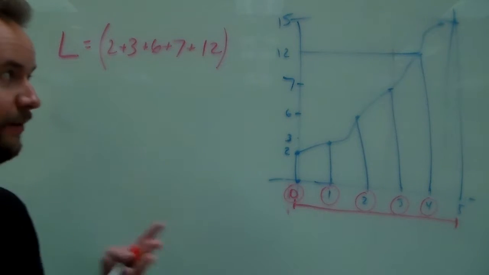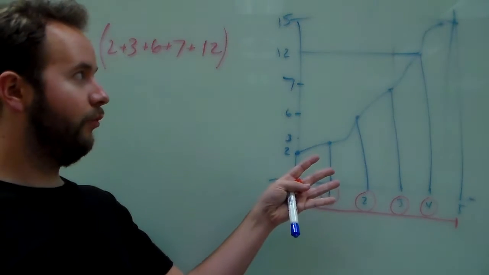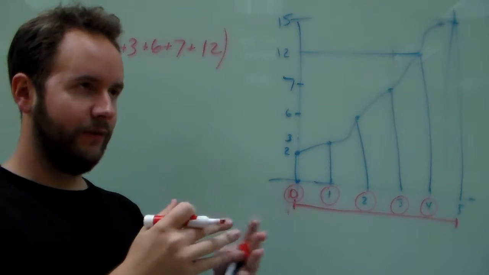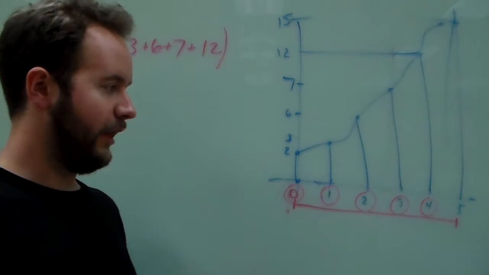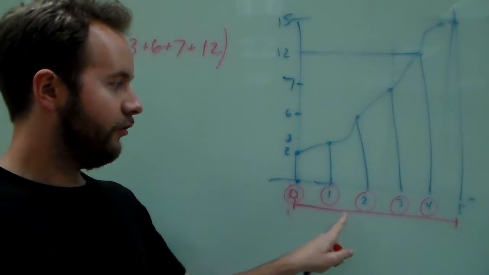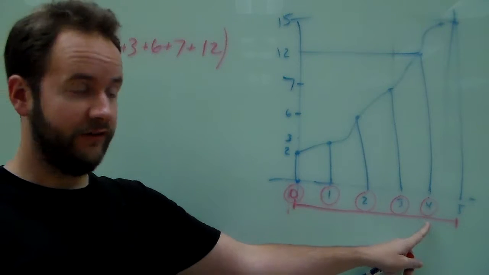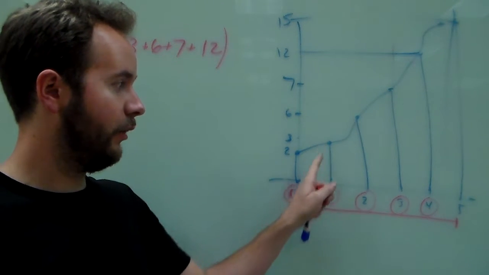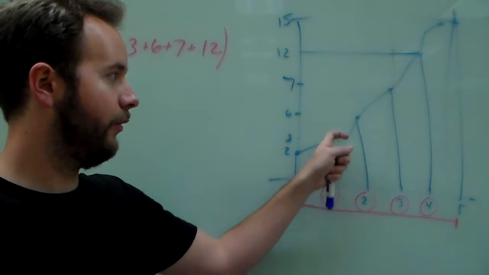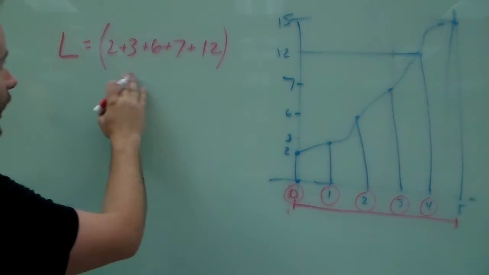Step 4, we're kind of skipping steps 1, 2, and 3. In step 1, we actually didn't find delta x. We're skipping a few steps here, but we'll manage. We've gone ahead and circled the corresponding x values. That's our step 3. Step 4 is to find the corresponding y values and add them all up. So 2, 3, 6, 7, and 12. Let's go ahead and add these all up.